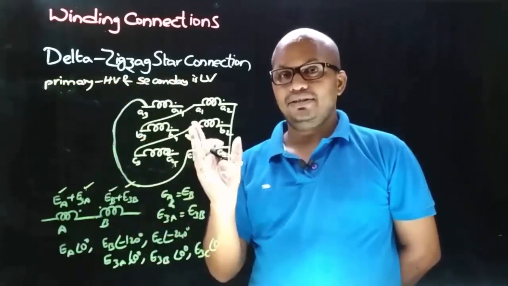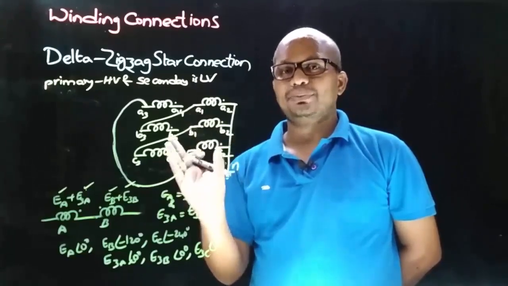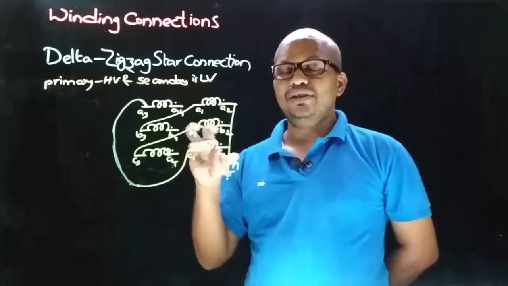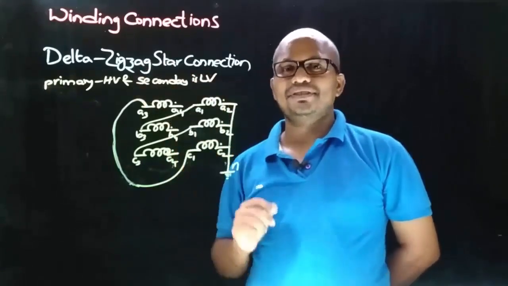Therefore, from this we can say that with this type of zigzag connection, the triplet harmonics will get reduced to 0. Because of these reasons, zigzag connection is used where the delta connection is weak. Now let's get into our discussion on delta zigzag star connection.